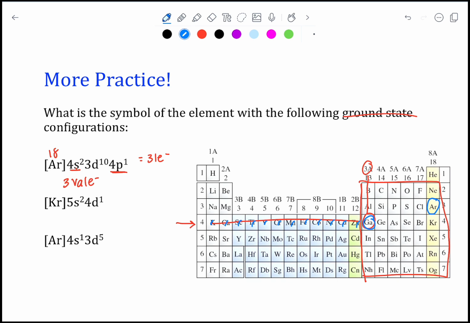Okay, so let's see. Let me erase all of this. Get rid of that. So we can do our next one. What's our next one? Oh, come on. Why are we doing this?